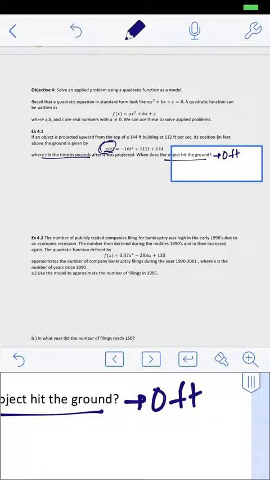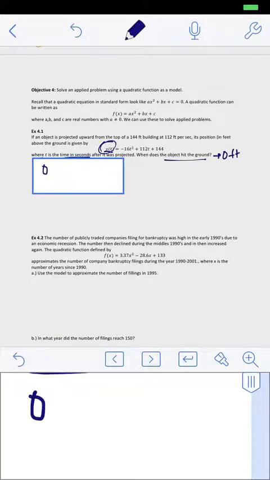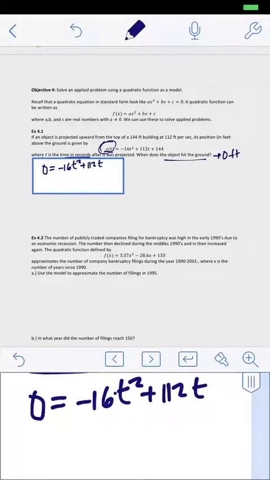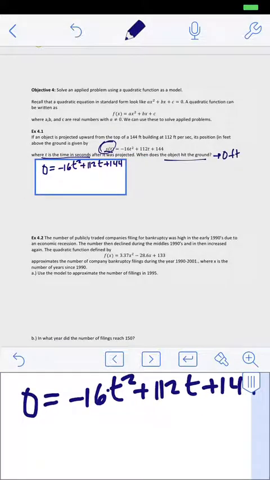Question is, is that a position or a time? Which one am I going to plug 0 in for? I'm going to plug it in for the position. So the whole s of t side becomes 0. It's equal to negative 16t squared plus 112t plus 144. And we can solve using the quadratic formula.